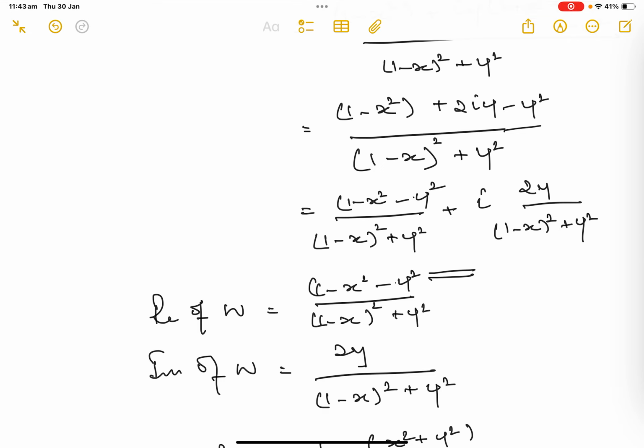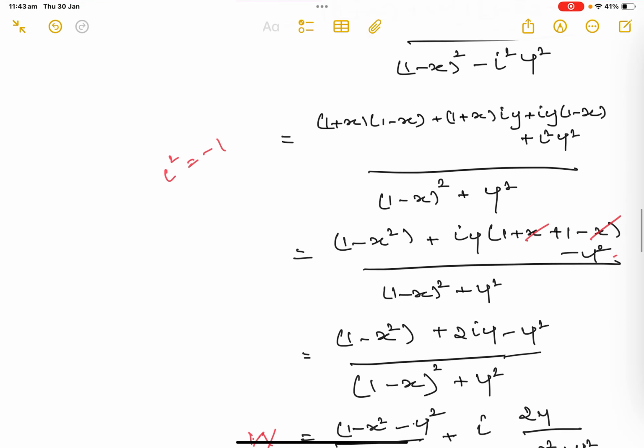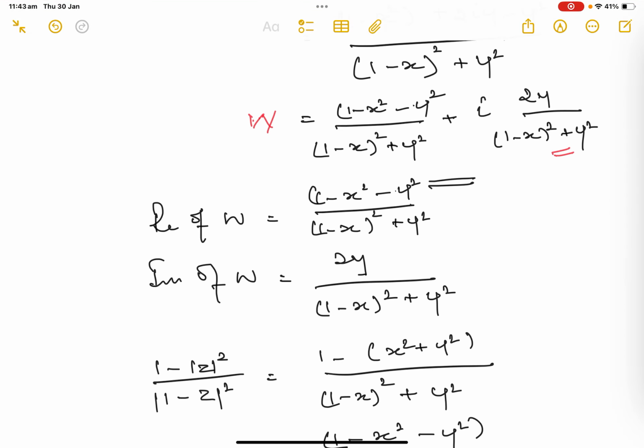I would like to separate it because of this complex number, just separate the real and imaginary part. So if I take 1 minus x squared minus y squared as a number, divided by the denominator 1 minus x squared plus y squared, and again the 2yi, so i times 2y over 1 minus x squared plus y squared. So this is the imaginary part, so this is w. So we have simplified w in the form of a complex number.